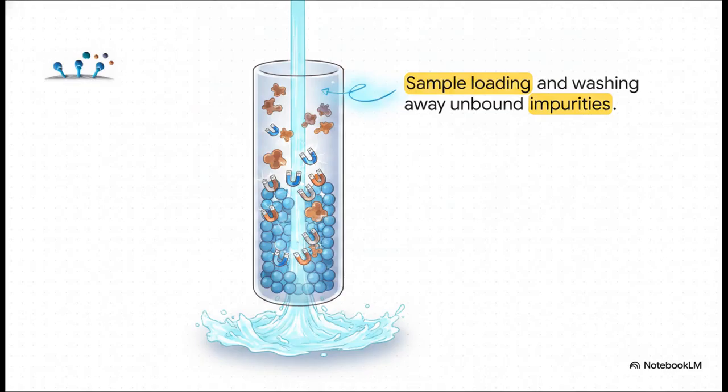Next up, we introduce our complex sample. As this biological soup flows over the stationary phase, our specific target molecules actively lock onto the immobilized ligands. Bam! Just like magnets snapping together. Meanwhile, all the other proteins, the lipids, the junk, they have absolutely zero affinity for the ligand. So, during the wash phase, we pump more buffer through and aggressively rinse all those non-target molecules right out. The only thing left behind is our target, securely tethered inside the column.